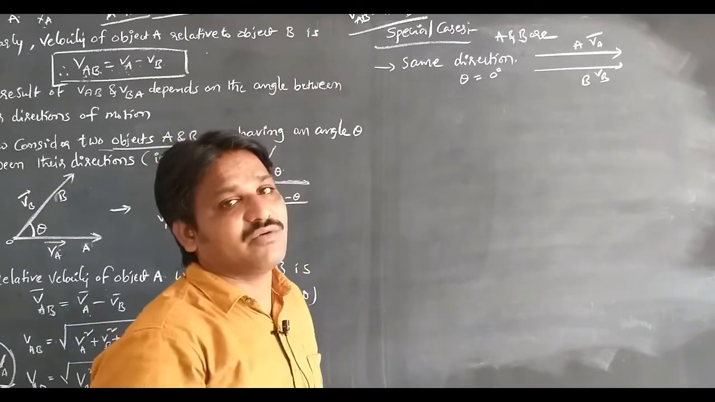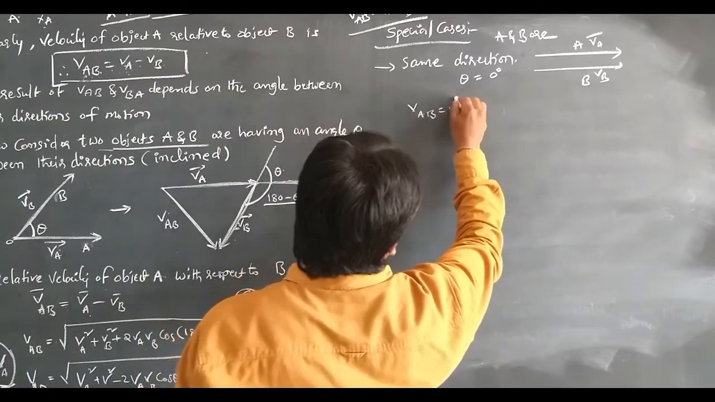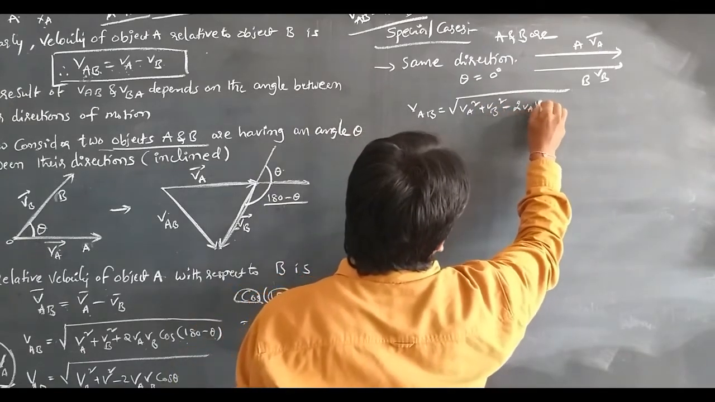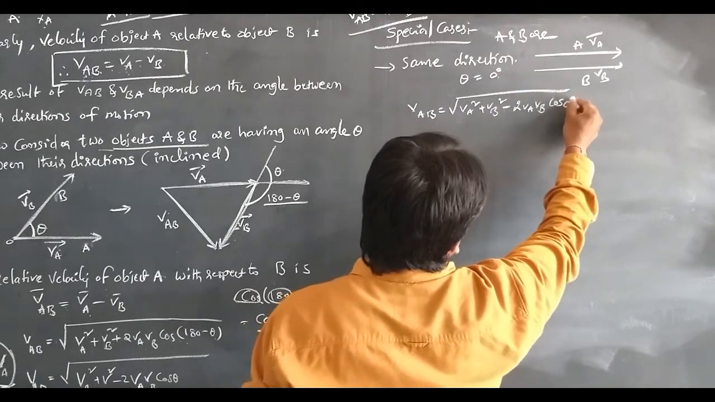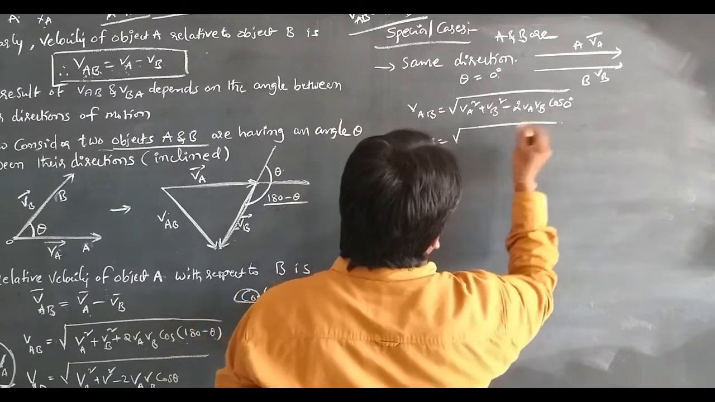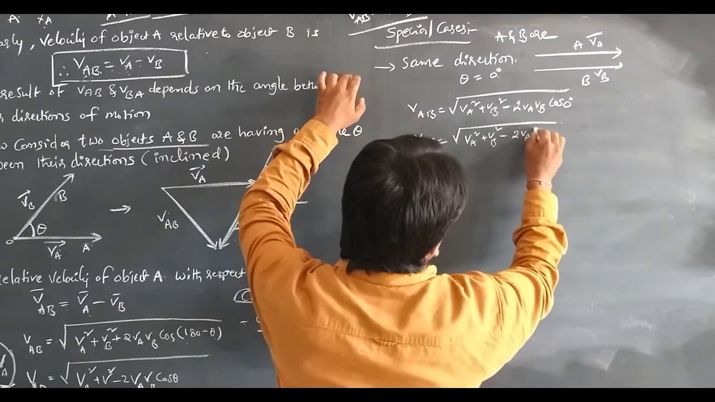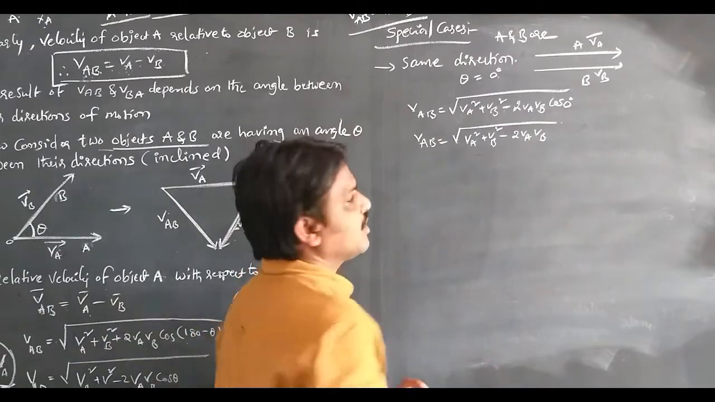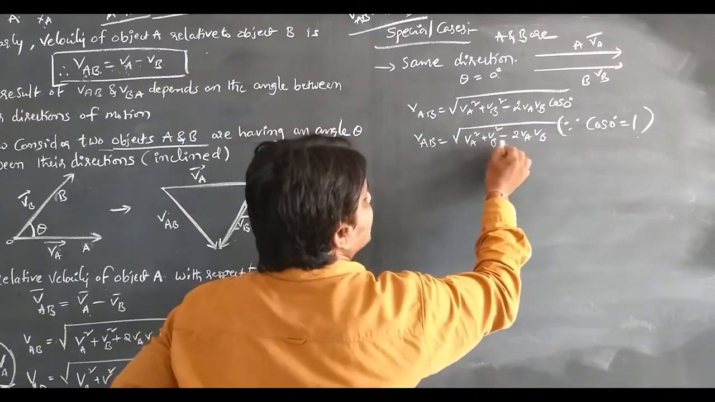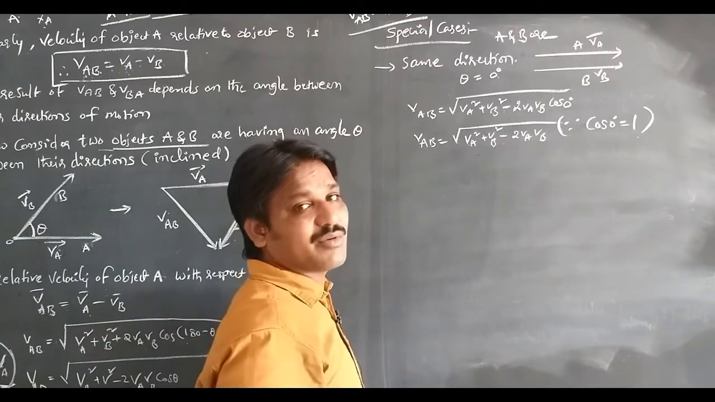Let's see whether we can get the same equation. We have the equation VAB is equal to root of VA square plus VB square minus 2 VA VB cos theta. Theta is equal to 0 degrees, and we know that cos 0 is equal to 1. So VAB is equal to root of VA square plus VB square minus 2 VA VB, since cos 0 degrees is equal to 1. This is the same as the expansion of A minus B whole square, that is A square plus B square minus 2AB.